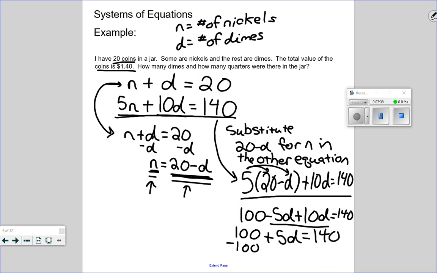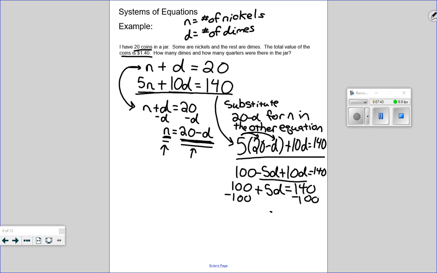Subtract 100 from both sides. The hundreds cancel. 140 minus 100 is 40. So 5d equals 40. Now I divide both sides by 5. And d equals 8. That means I have 8 dimes.